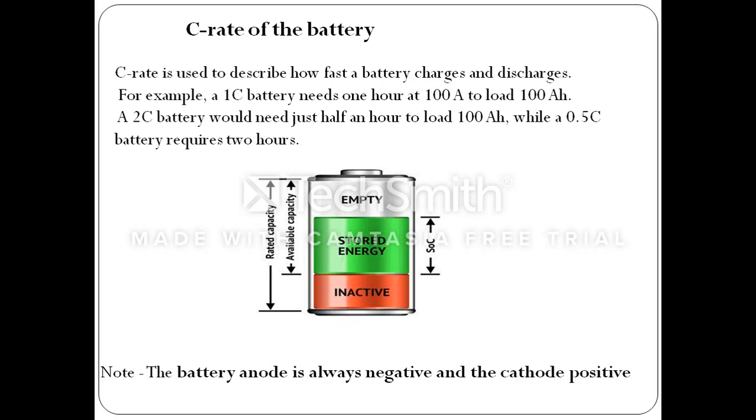Now the construction of the battery is shown here. Here the rated capacity is shown, then available capacity, then SOC, that is state of charge, then the stages of the battery, that is empty stage, then stored energy, then inactive, are shown in the figure. Now note that the battery anode is always negative and the cathode is always positive. That means the anode terminal is always negative and the cathode terminal is always positive.